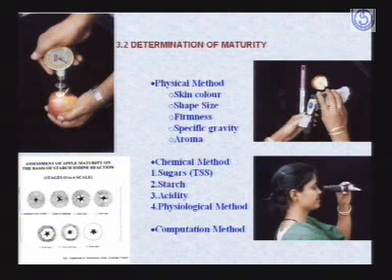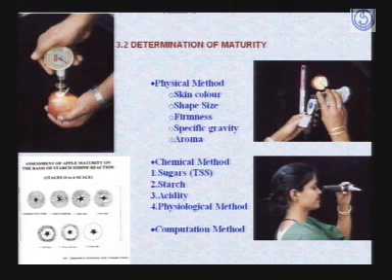Next, there are some instruments through which we can measure maturity. In the case of apple, we need the firmness of the apple. So there is a pressure tester which measures the fruit pressure. You can press it inside the fruit, and it gives a specific pressure which indicates whether it is mature or not.